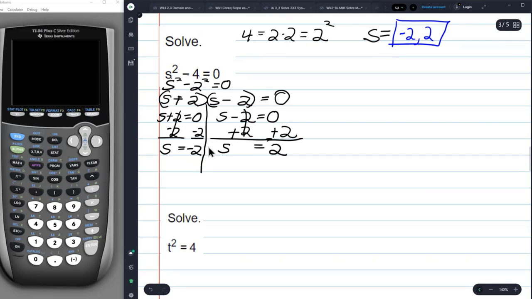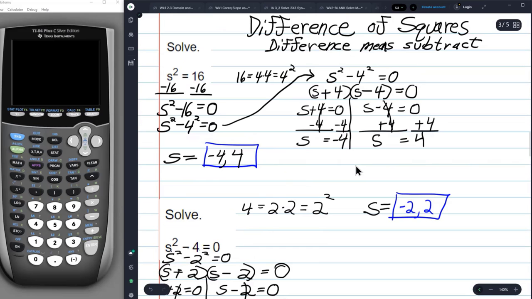That's why I love this method. Love it, love it, love it. It's just so fast.